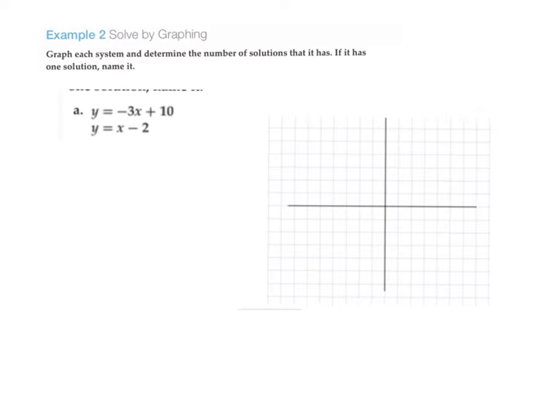So let's look at this problem, and we want to determine the number of solutions. Right now, if I look at the slope of this one, it's a -3, and the slope of the other is 1, so I'm going to have one solution. I'm going to prove that by graphing this equation. I'm going to change this 10 to just a 1.